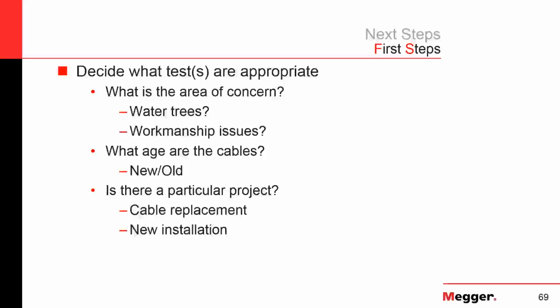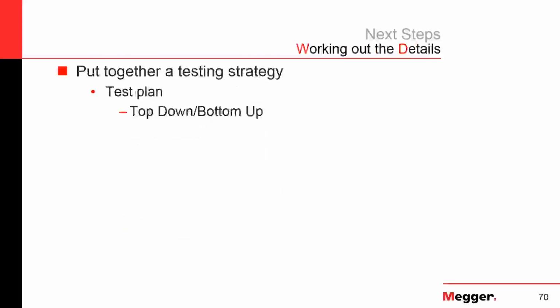Is there a particular project you have in mind? Is there a cable replacement project where I have $10 million of cable and only $1 million to replace them, and I want to spend my money the best? That's going to affect the type of equipment we get as well. Or is there a new project that we're looking at to do acceptance testing on?